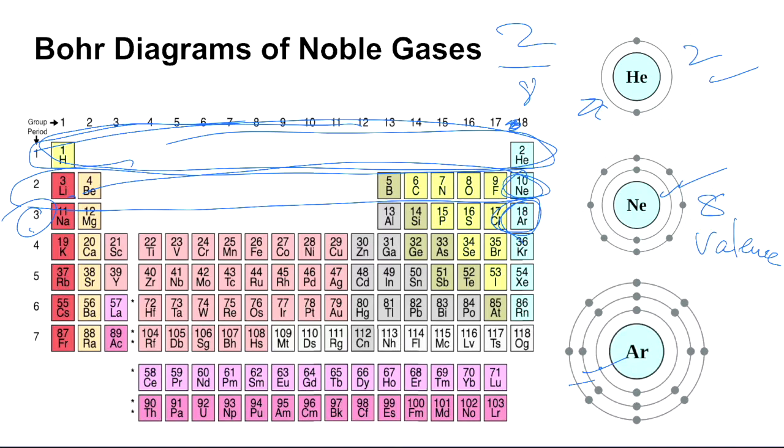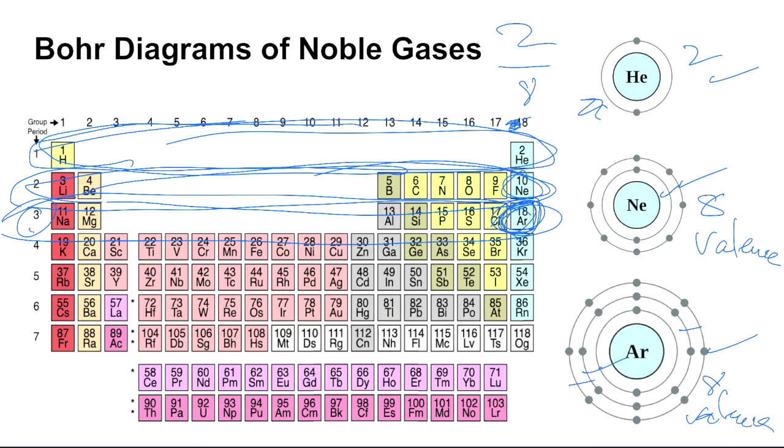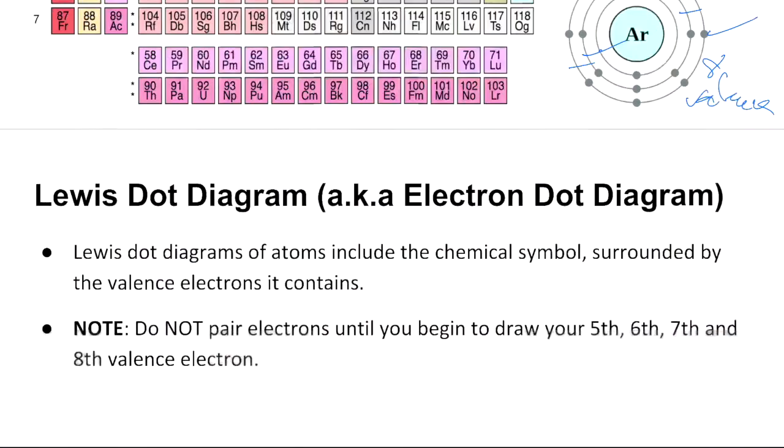First energy level, 2 electrons max. Second energy level can fit up to 8. And the last energy level, because argon is in group number 8 or 18, drop that 1 to give us also 8 valence electrons on that outermost shell.